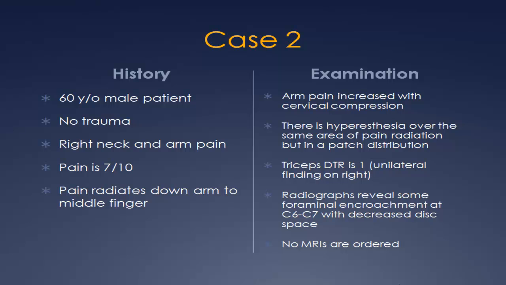The triceps DTR is a 1. Radiographs are taken, and there is evidence of spur formation and decreased disc space at the C6, C7 level. No MRIs are ordered. Your treatment plan includes manipulation.